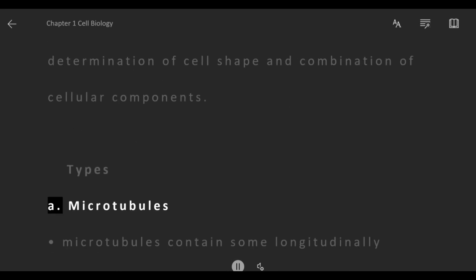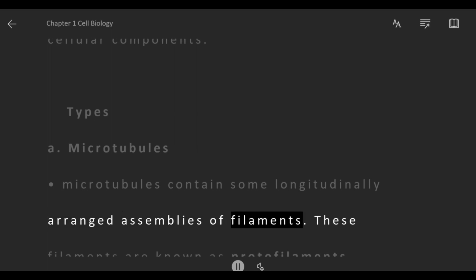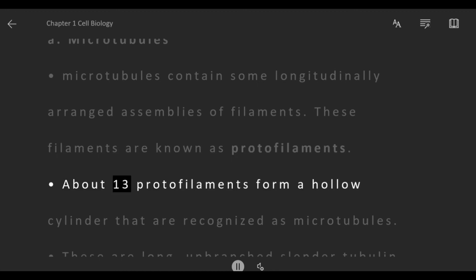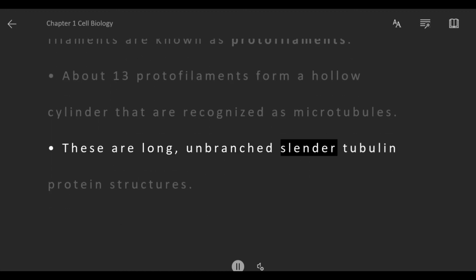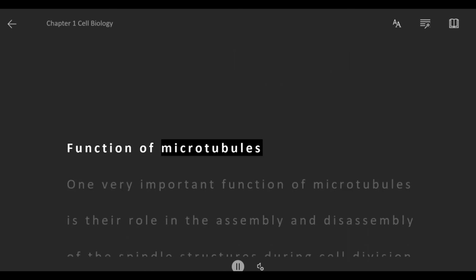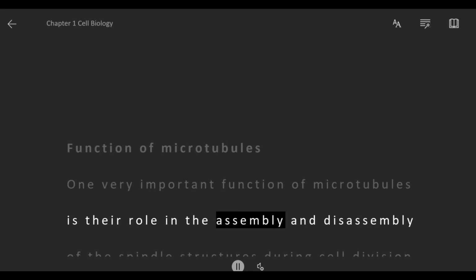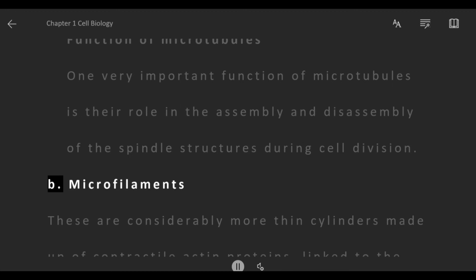Types: A. Microtubules. Microtubules contain some longitudinally arranged assemblies of filaments. These filaments are known as protofilaments. About 13 protofilaments form a hollow cylinder that is recognized as a microtubule. These are long, unbranched slender tubulin protein structures. Function of microtubules: one very important function of microtubules is their role in the assembly and disassembly of the spindle structures during cell division.